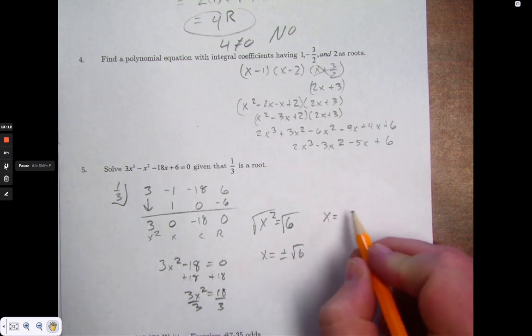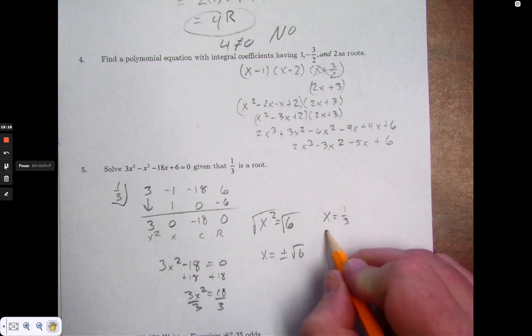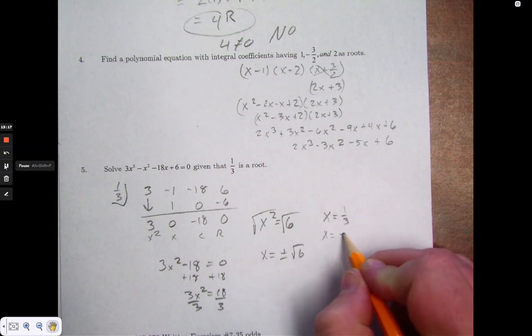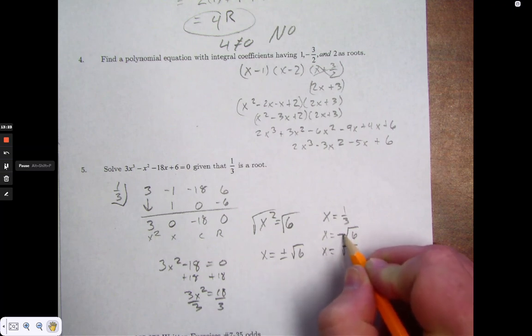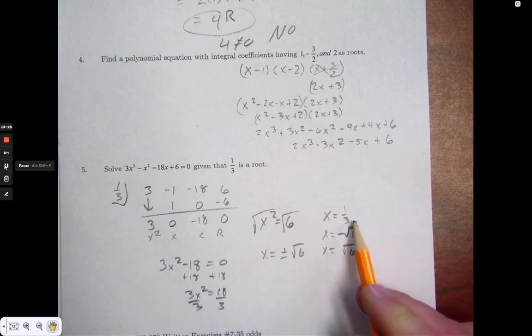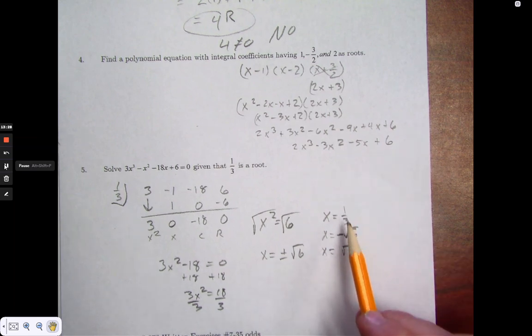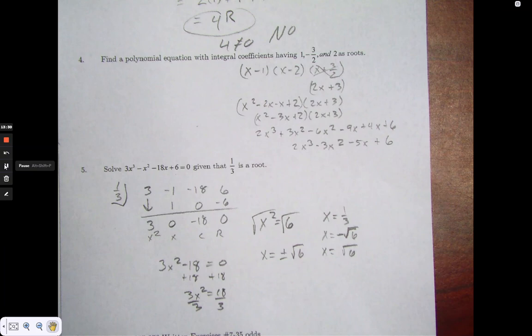Our first answer for x was 1/3 that they gave us. Our second answer for x is the negative square root of 6. And the third answer is the positive square root of 6. So those are the 3 possible answers. Those are all of our roots.